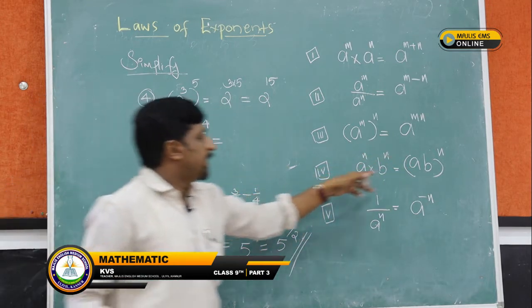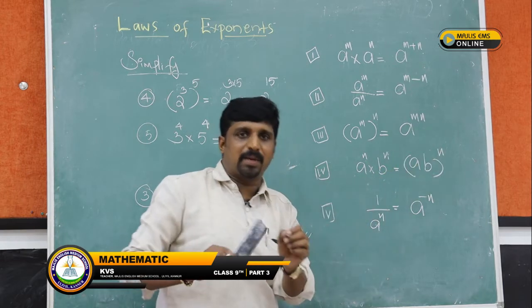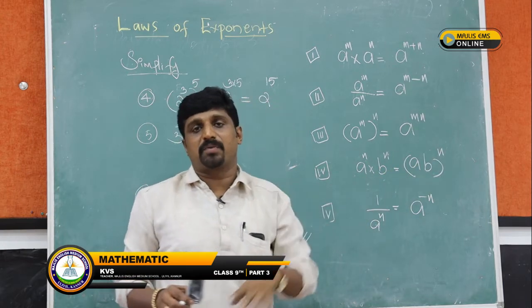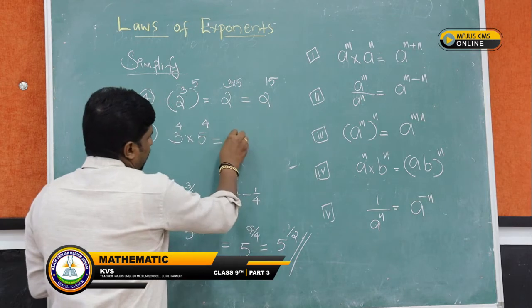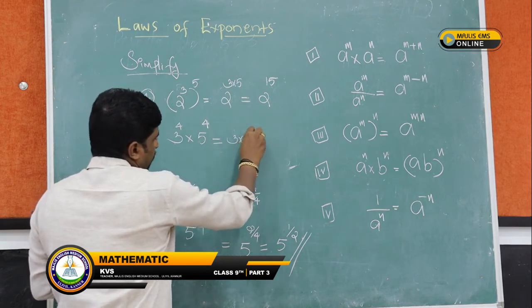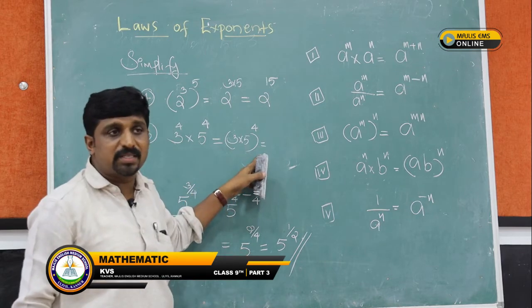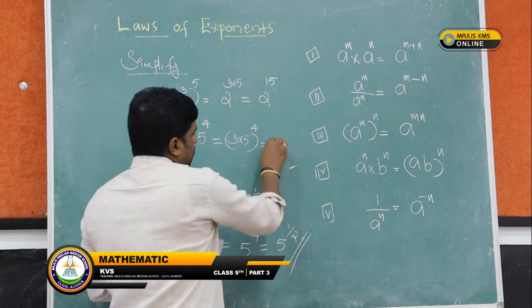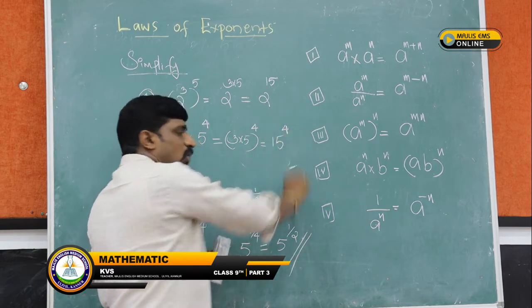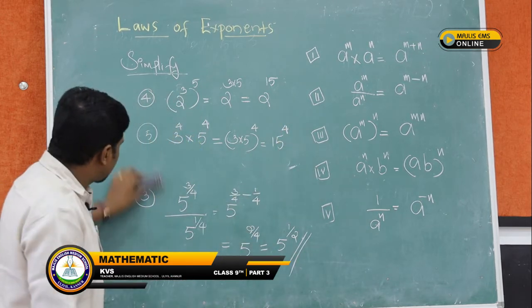What can we do? (ab) whole raised to n. We can multiply the two numbers that have the same power. So for 3 into 5, with the same power 4, you already know that 3 into 5 is 15. Yes, 15 raised to 4. Okay.